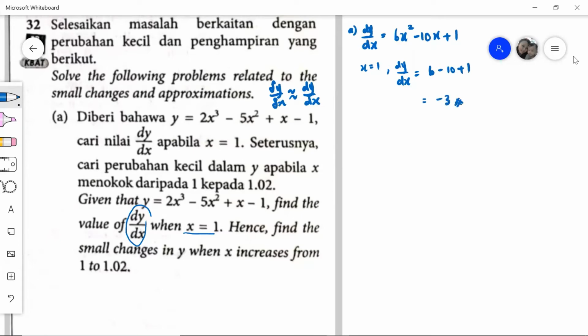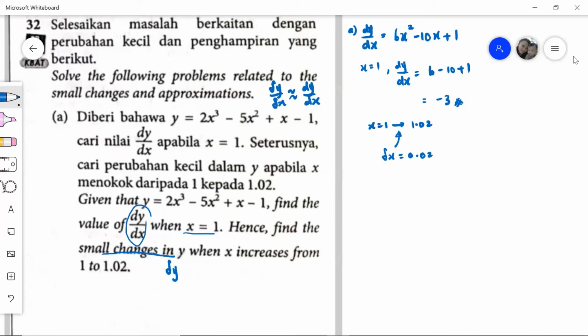Hence, find the small change in y. Small change in y in terms of symbol is delta y, when x increases from 1 to 1.02. So when x increases from 1 to 1.02, there is a very small change in x, so delta x is 0.02. The difference is 0.02.